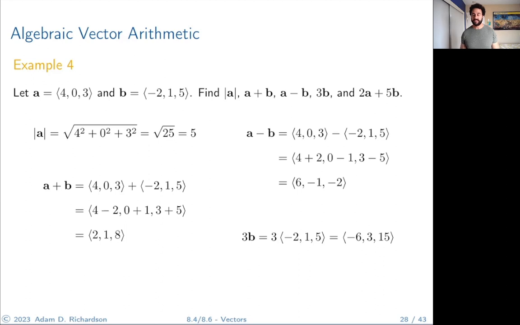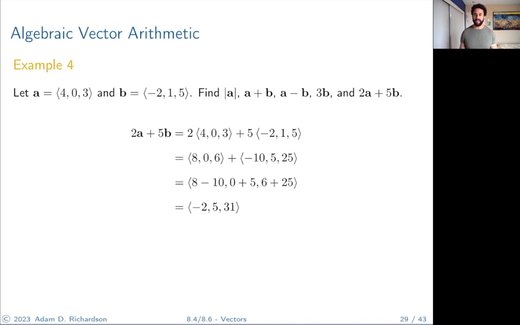All right, 3B, scalar multiplication, occurs component-wise. So you do 3 times every component. 3 times negative 2 is negative 6. 3 times 1 is 3. And 3 times 5 is 15. Not too bad, right? And now let's just throw everything together. Let's do a whole combination of things. 2A plus 5B, that means scale every component of A by 2, scale every component of B by 5, and then add those results. So that's what's going on first. 2 and 5 give us these new vectors. And then we add up all the components. We do the addition component-wise, and then we get negative 2, 5, and 31.